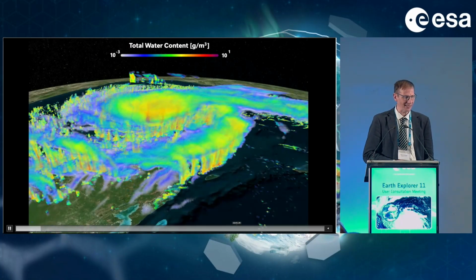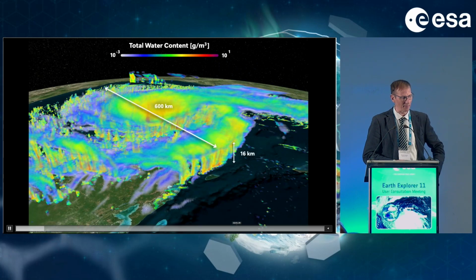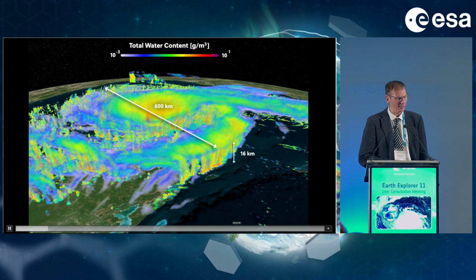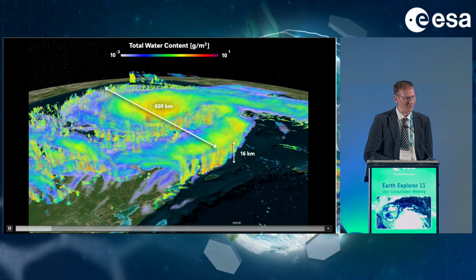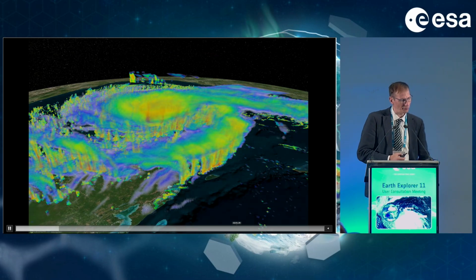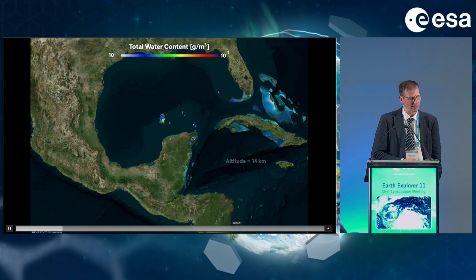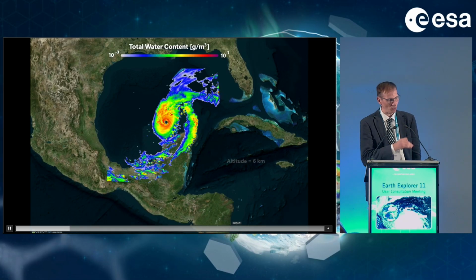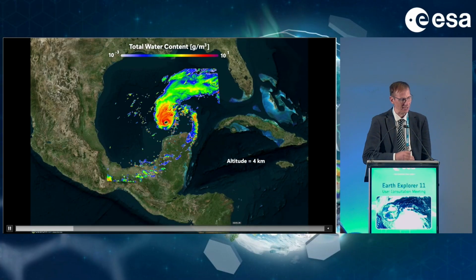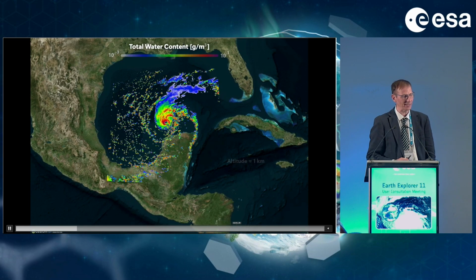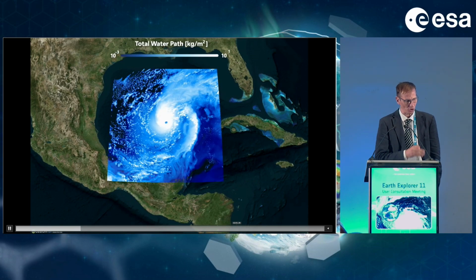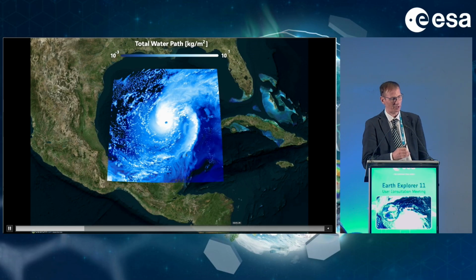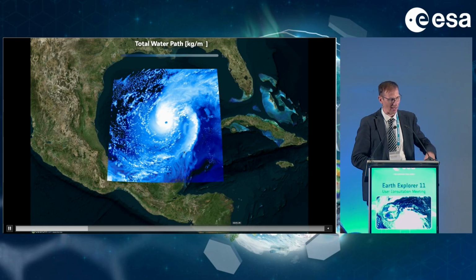You can see the eye wall, the spirals. You can see the anvil coming out from the eye wall and towering over the hurricane. And to show better the vertical structure, what we show is the total water content, and we use different horizontal cross-sections, and we leave the total water path in kilograms per square meter as a background image.